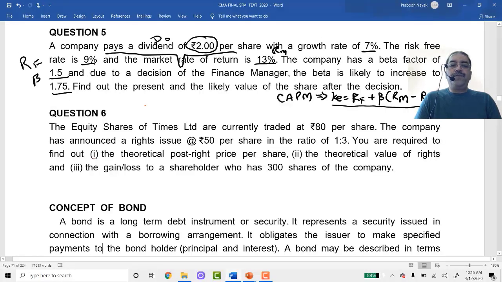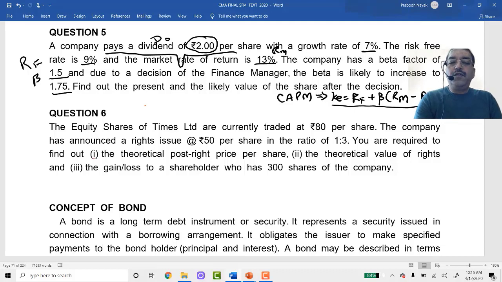Question number 6 now. Equity shares of Times Limited are currently traded at 80 rupees per share. What is 80 rupees per share? It is CMP, cum rights. This is a rights problem. Cum rights market price.